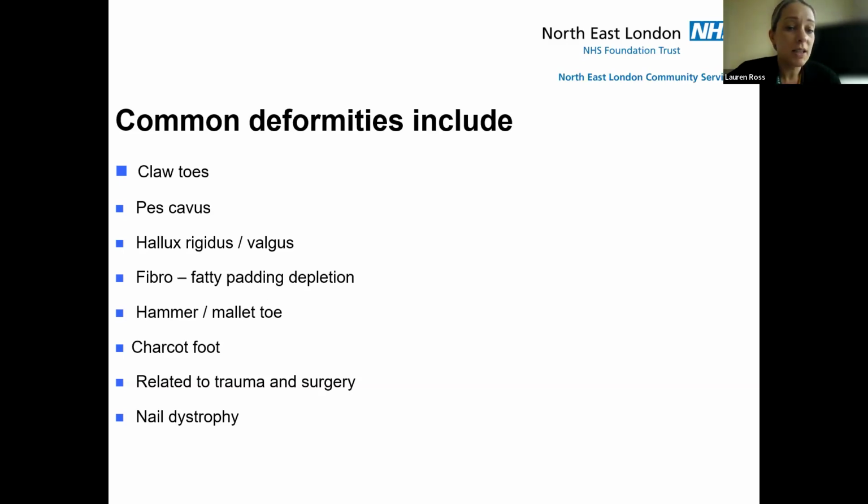It can be deformities that are related to trauma or surgery. So if a patient's had a digit amputated, what you'll quite often find is that the other digits will move to fill in that gap, and that can then cause other deformities to the digits or foot. Or nail dystrophy. So if the nail has become misshapen, quite thick, that can cause trauma to the nail bed underneath, and that then can itself lead to ulceration.